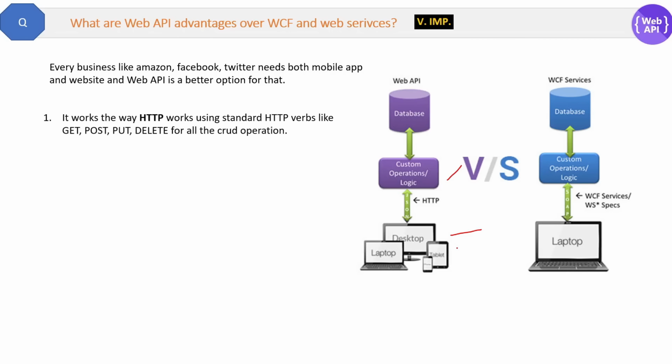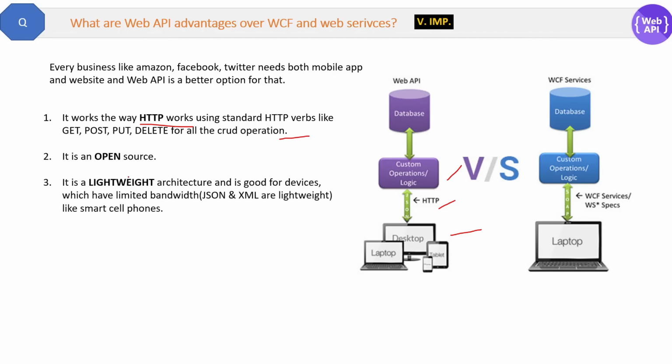Now the first advantage is Web API works the way HTTP works, using HTTP verbs like get, post, put, delete for all the CRUD operations. So that is the first advantage of Web API. It works as HTTP works. Second advantage is Web API is open source and others are not. WCF is not open source. Web API is a very lightweight architecture and it's good for devices which have limited bandwidth, like smart cell phones. So due to its lightweight architecture, it is preferable in comparison to WCF or web services.